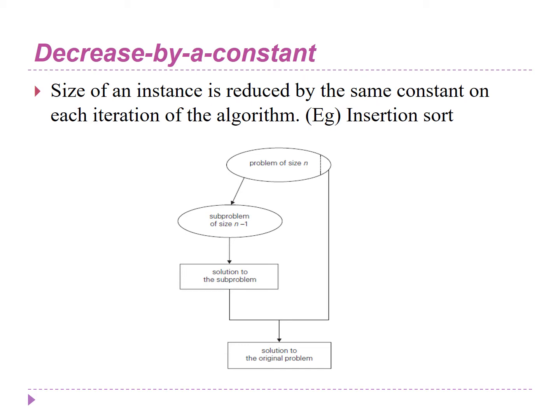Mathematically, it could be represented as f(n) equals f(n-1) multiplied by a if n is greater than 0, or 1 if n equals 0. The example of a decrease by a constant technique will be the insertion sort.